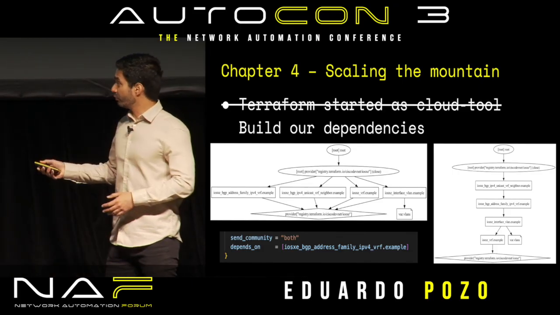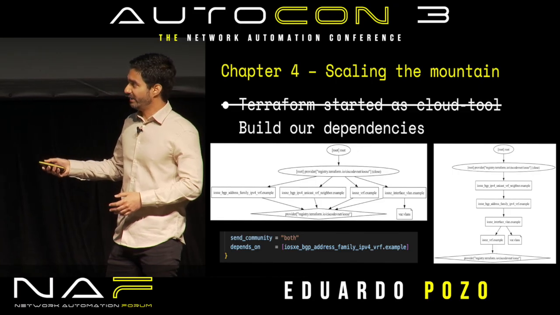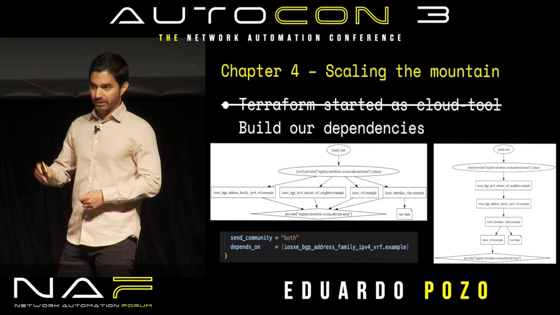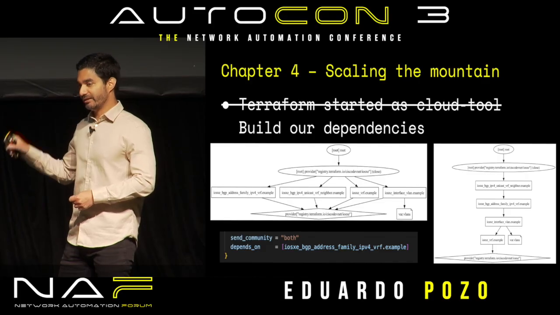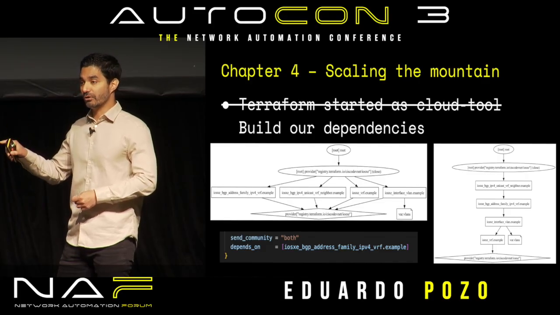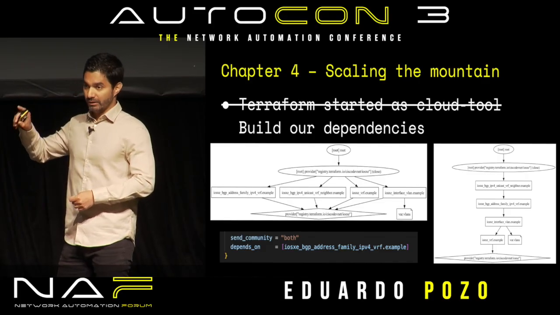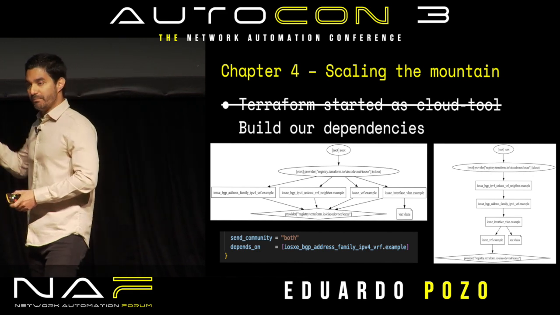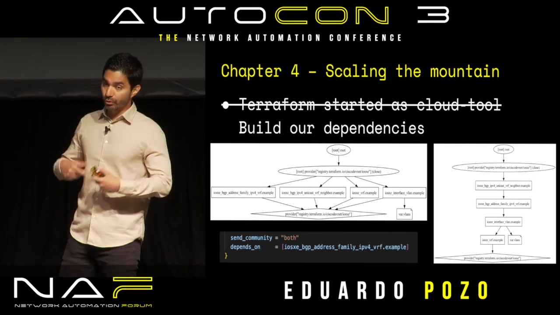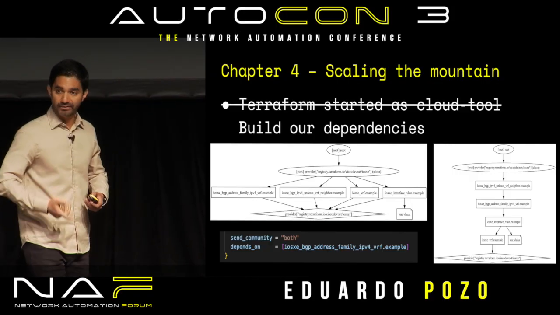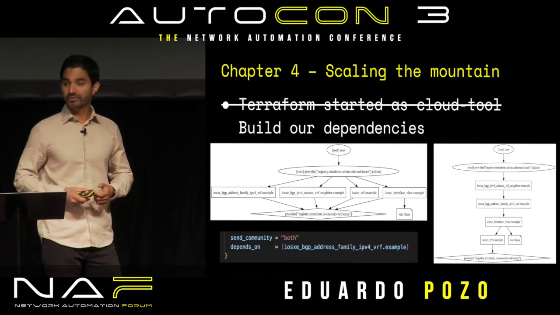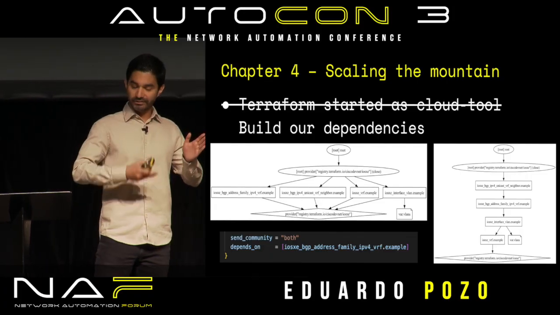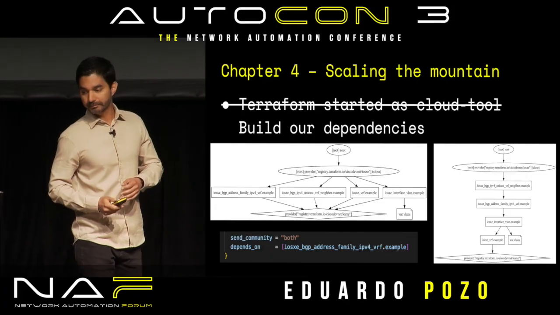So the solution is to do this, depends_on. This is something called explicit dependencies in Terraform. You go into one resource and say, this resource depends on this other one. Then the graph will look like the right side. We build our dependencies. So when we do a Terraform apply to create all this, or to delete, Terraform knows which way to go and creates or deletes the objects in the proper order.